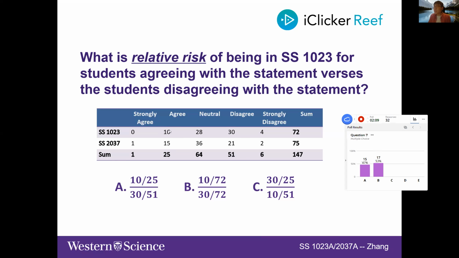After determining what's on our numerator and the denominator, we are looking for the risk, right? And when you're looking for the risk, you need to find what is the condition you are conditioning on. So in the first statement, in the numerator, the condition is the students agreeing with the statement, right? So this is the condition. That's why we're looking at this conditional distribution.